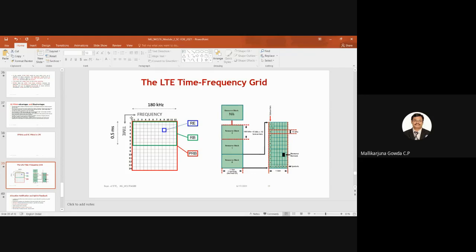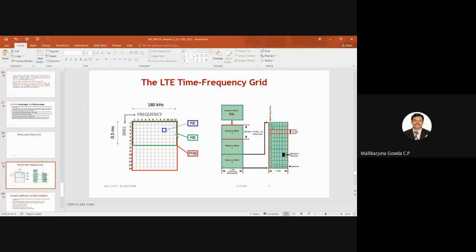Okay? So in case of LTE, there is a time frequency grid. I said the subcarrier spacing is 15 kilohertz, and there are 12 subcarriers. So 12 into 15 kilohertz. I said 15 kilohertz is the subcarrier spacing, and I'm using 12 subcarriers, so 12 subcarriers into 15 kilohertz will give you 180 kilohertz. So these 7 OFDM symbols with 12 subcarriers are known as one resource block. I said one cell within this is known as one resource element.